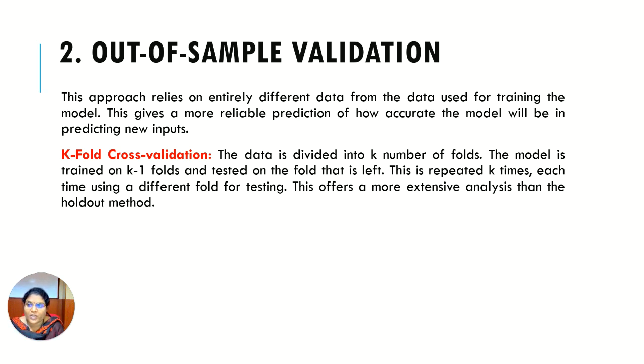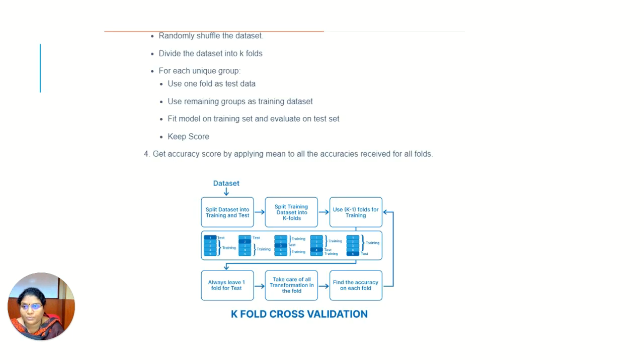If k is 12, then 12 folds will be created with the data set. The model is trained on k minus 1 folds and tested on the fold which is left out. For example, if there are 12 folds, 1 fold is left out, so 11 folds will be used for training and the 12th fold will be kept for testing, and this is repeated k times. Each time we use a different fold for testing. So we train and test the model with all the sets of data we have, and this offers a more extensive analysis than the holdout method.